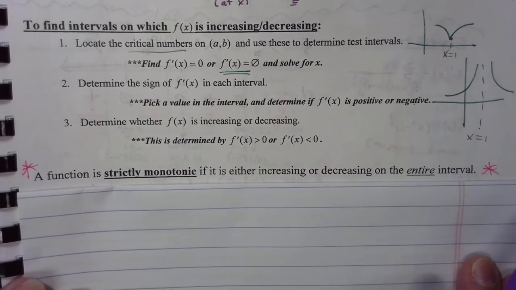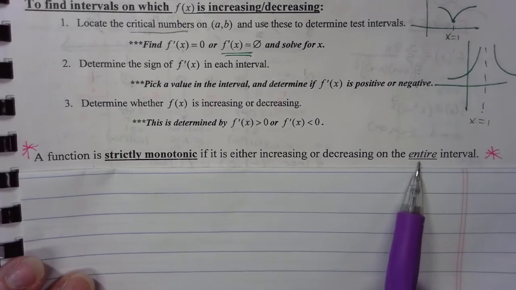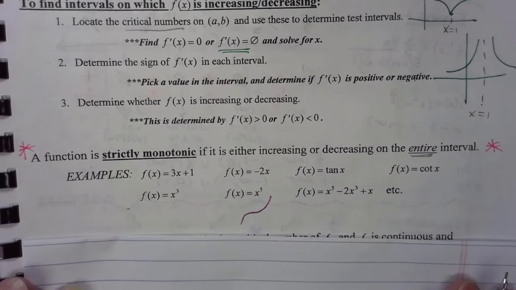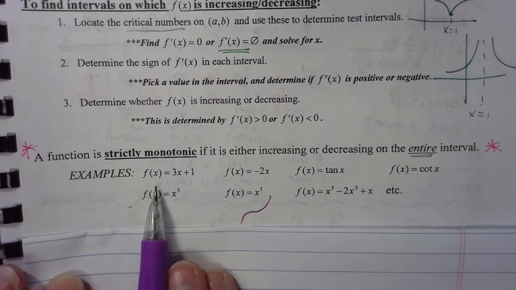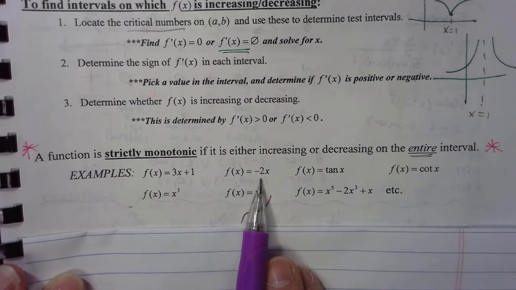Now, some vocabulary. A function is strictly monotonic if it is either increasing or decreasing on the entire interval. Here are some examples. If f of x is 3x plus 1, you recognize that as a line with a slope of 3. f of x is negative 2x. You recognize that is a line with a slope of negative 2.